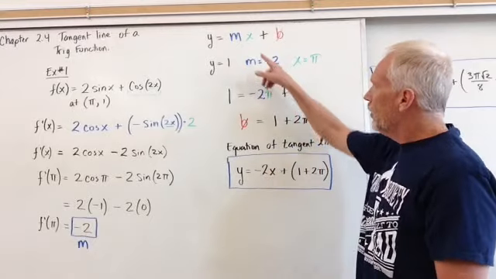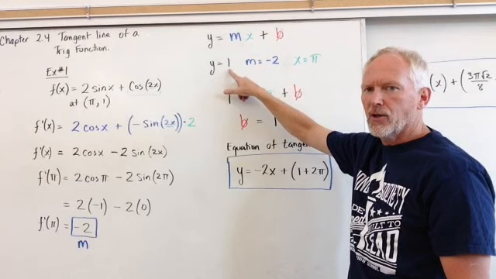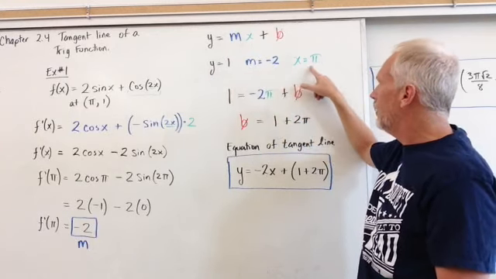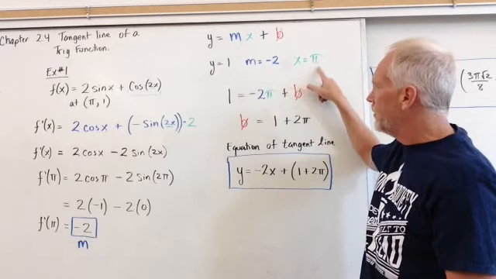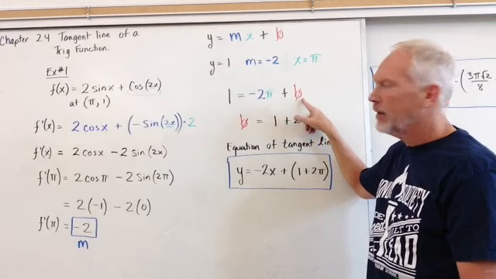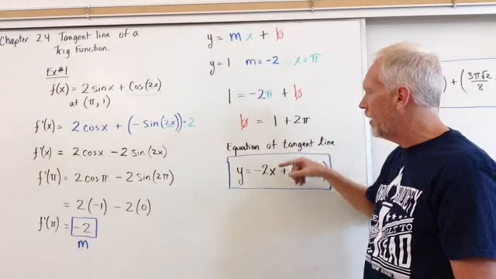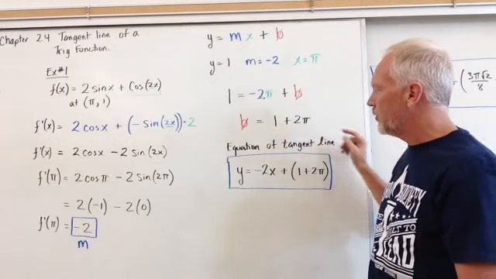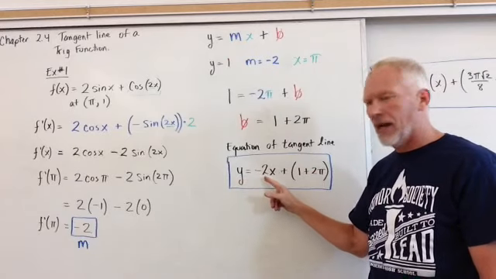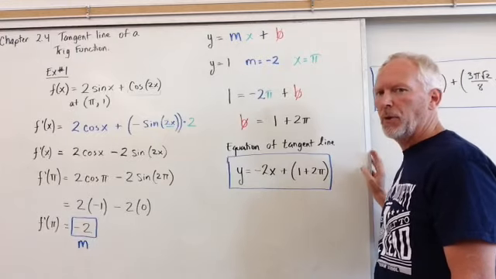Now, we're trying to fit this format, y equals mx plus b. We know y is 1, they gave it to us. We know our m value is negative 2, and we know that x is pi. So if we plug them in, we get 1 equals negative 2 pi plus b. Okay, this is a b. I always put a little line through it, make sure it's not a 6. Okay, so b is equal to 1 plus 2 pi. So therefore, our final equation is y equals negative 2x plus 1 plus 2 pi.